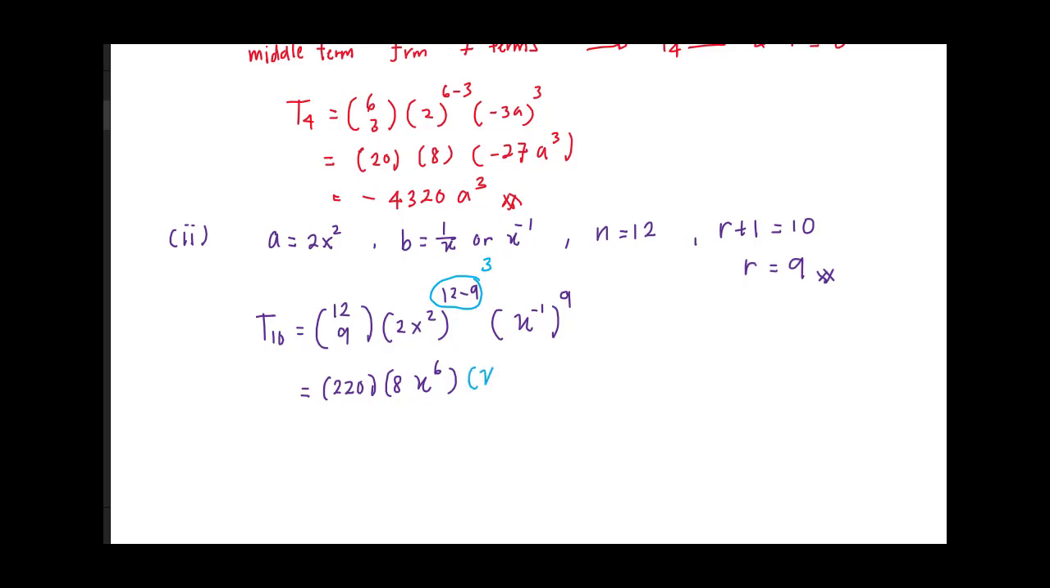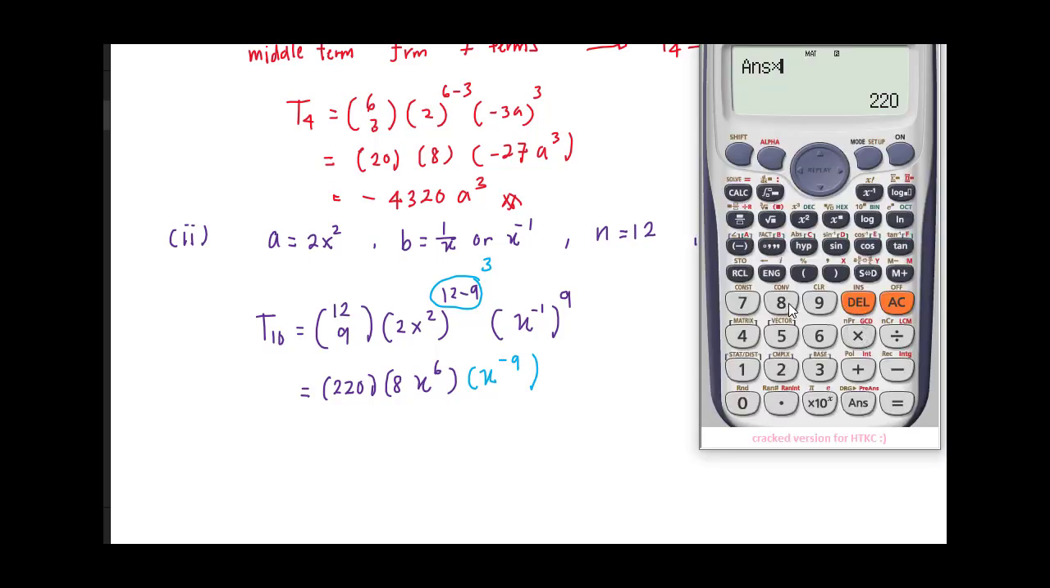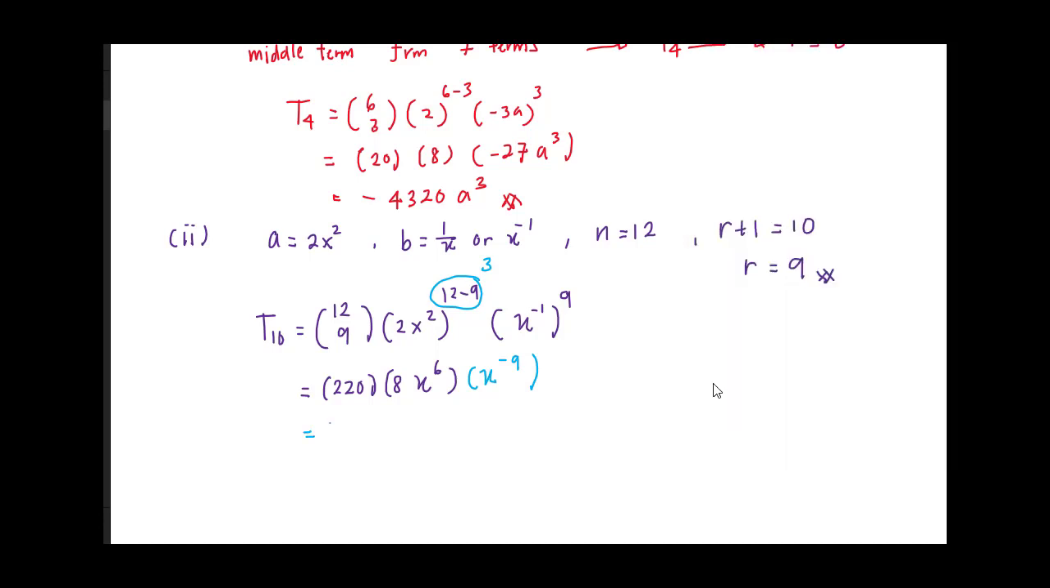Okay, and this one is x to the power of -9. So now you just need to focus, simplify the 220 times with 8. Okay, 1760. In terms of x, it will become x to the power of -3, or you may write it as 1760 over x cubed. Okay, so we can solve it easily.